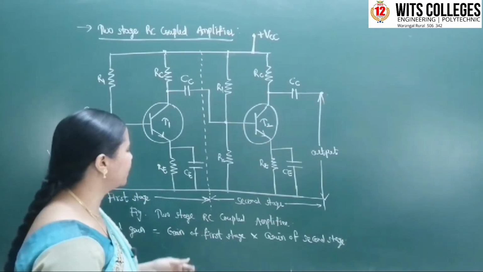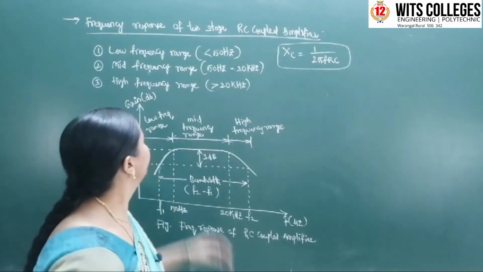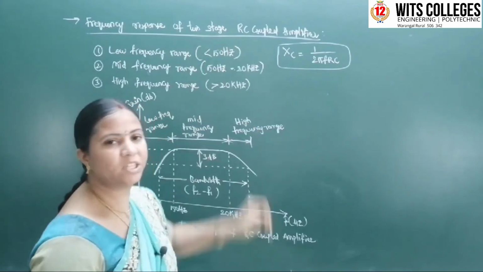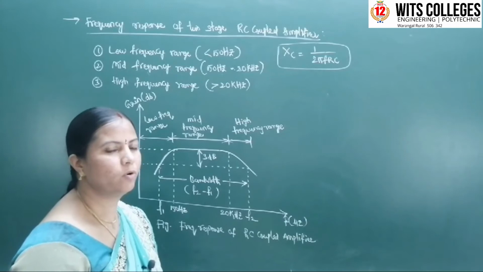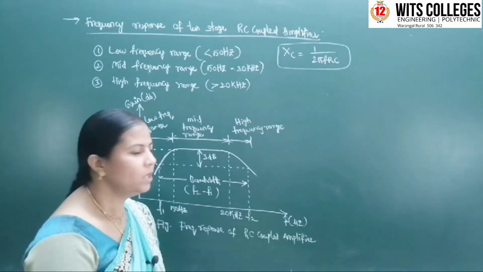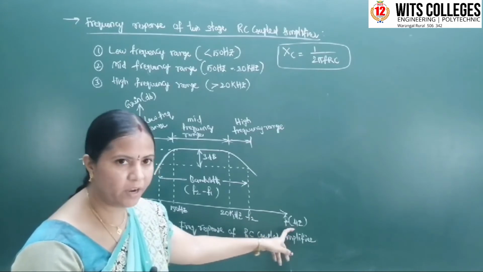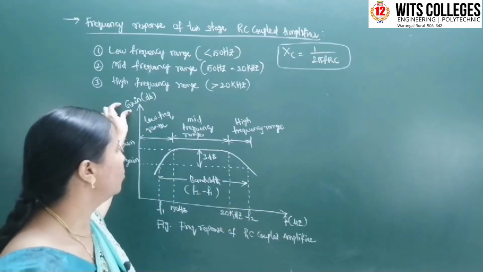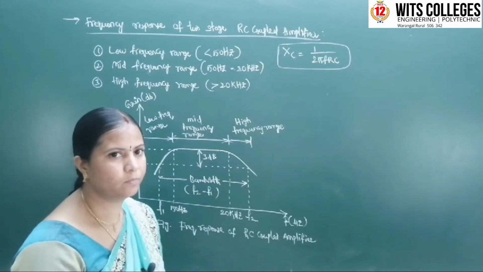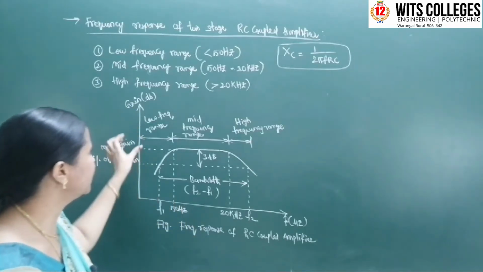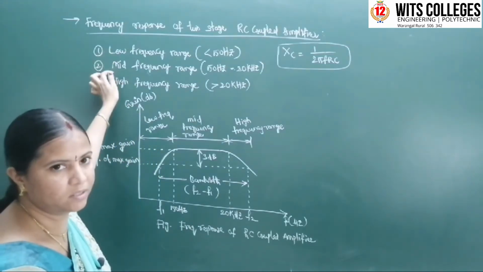Okay, so this is the working of the two-stage RC coupled amplifier. Coming to the next topic, frequency response of the two-stage RC coupled amplifier. So what is frequency response? What is the definition of frequency response? The curve drawn between input signal frequency in terms of Hz and the voltage gain of an amplifier is nothing but the frequency response curve. Here, the frequency response has three regions.